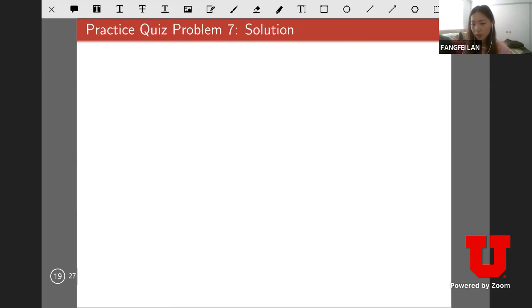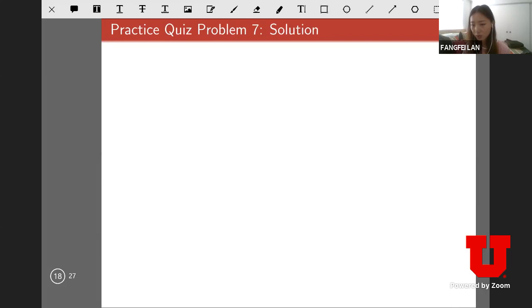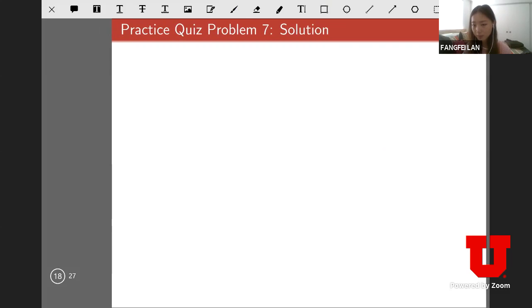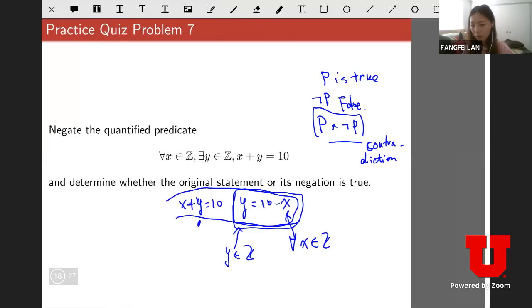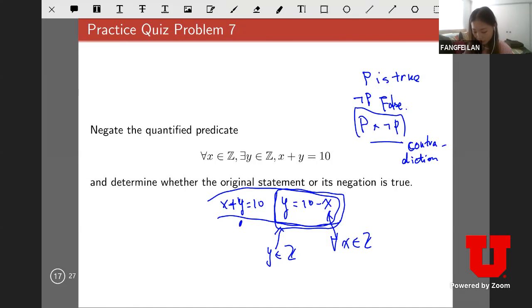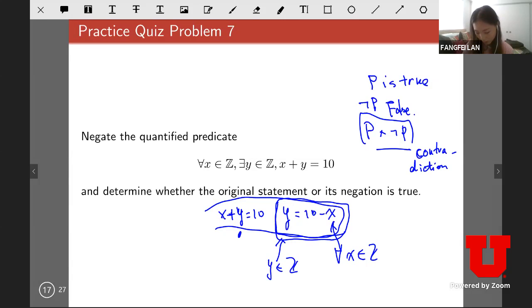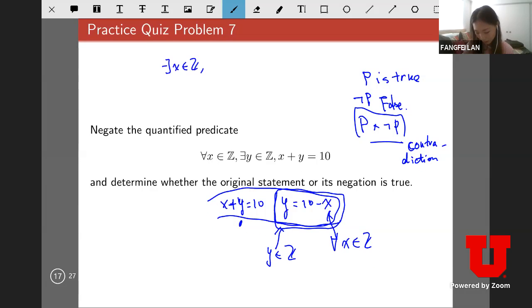Oh, there is one. So I'm wondering why the negation isn't true for problem 7. Okay, so for problem 7, the negation would be: there exists x in Z such that for all y in Z, x plus y is not equal to 10.